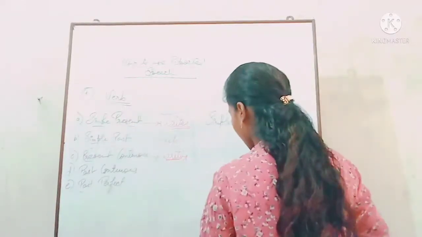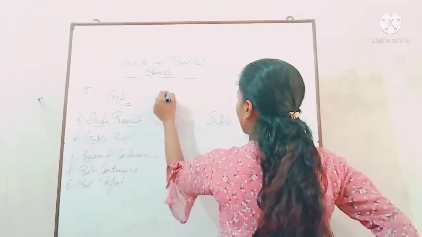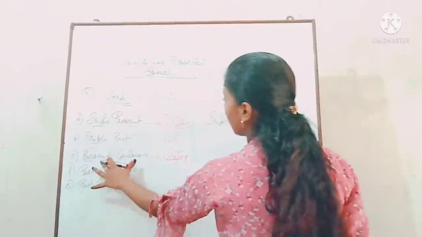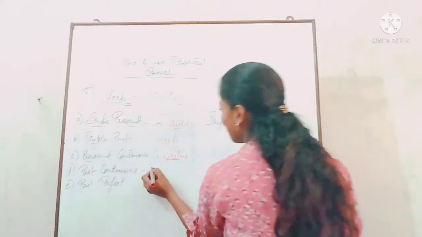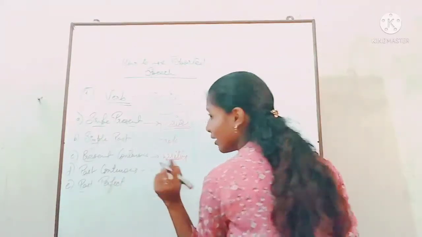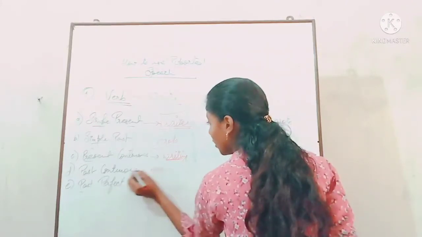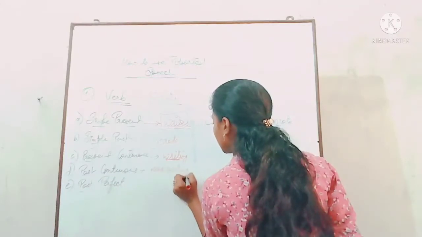I can write over here the verb we are using. So what I was saying: for present continuous we get writing. For past continuous, simple, I am using the helping verb was in writing.